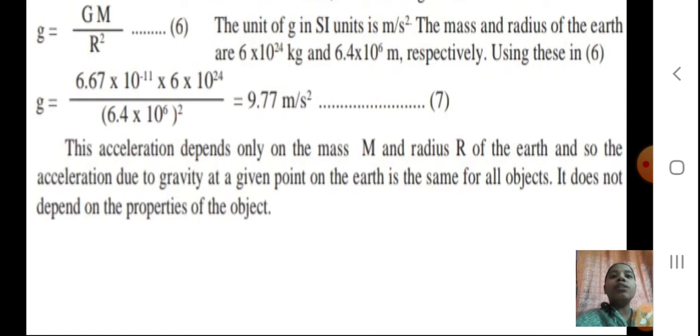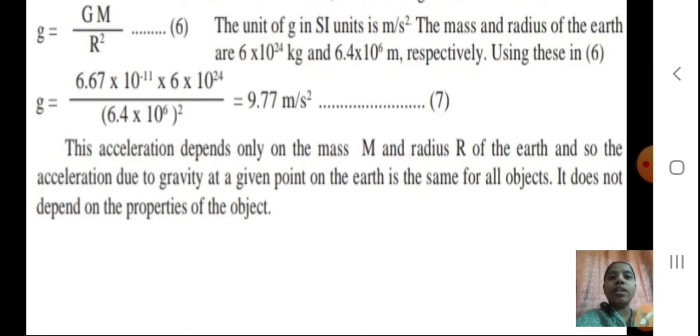So this acceleration depends only on the mass and the radius of the earth. And so the acceleration due to gravity at a given point on the earth is the same for all objects. So you take the standard value g for any object which is on the earth, at any point on the earth.